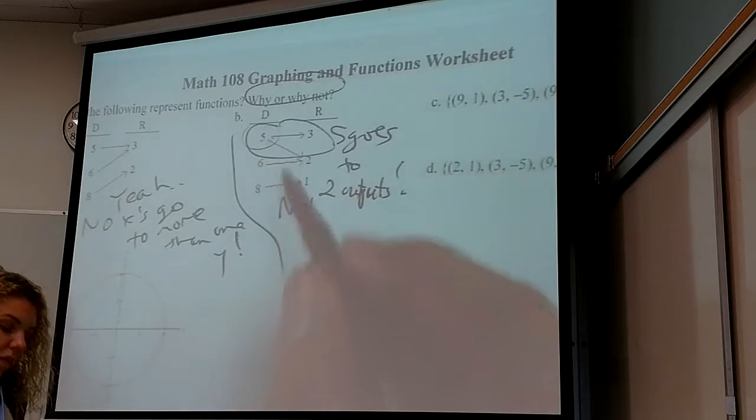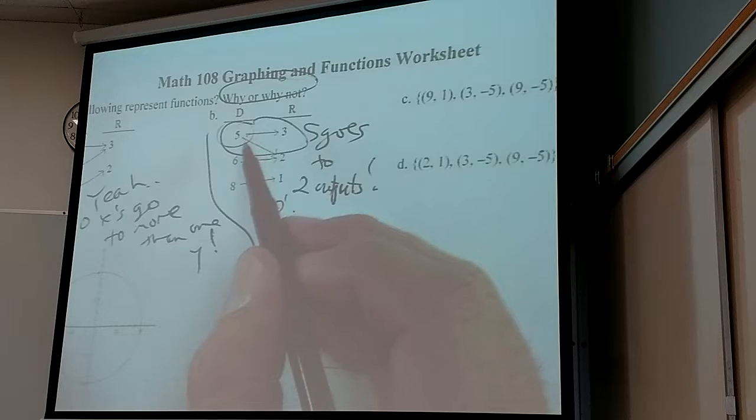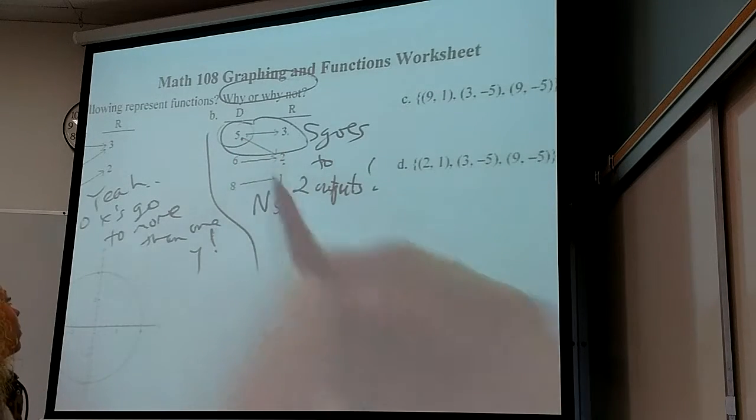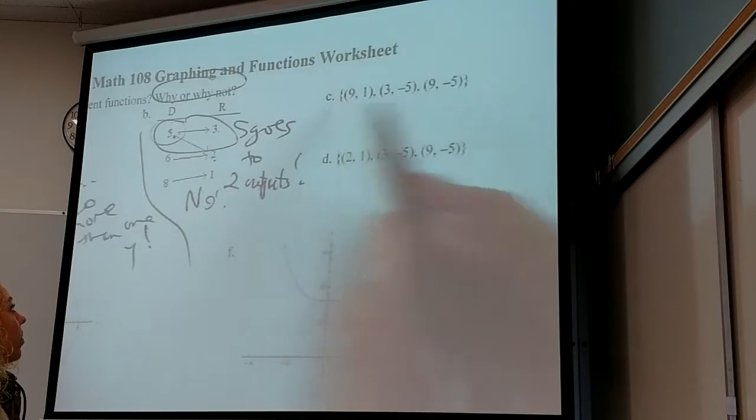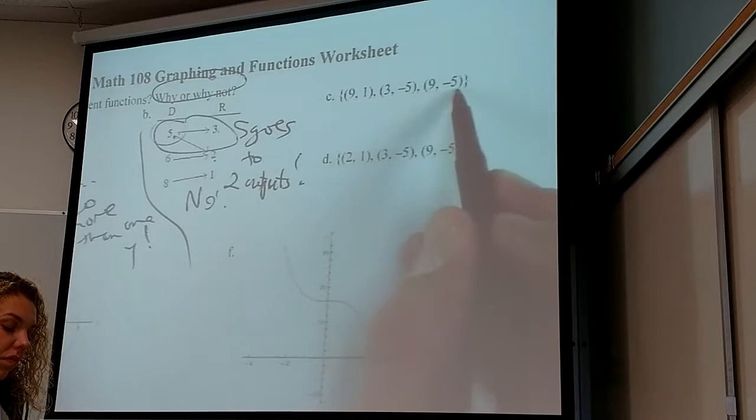So do you see the connection between these two things? Like here, what would the points be that this goes through? This goes through the points (5, 3), (5, 2), right? So that's why when you have it given to you like this, what you're looking for is repeated x's. 9 goes to 1, but it also goes to -5.